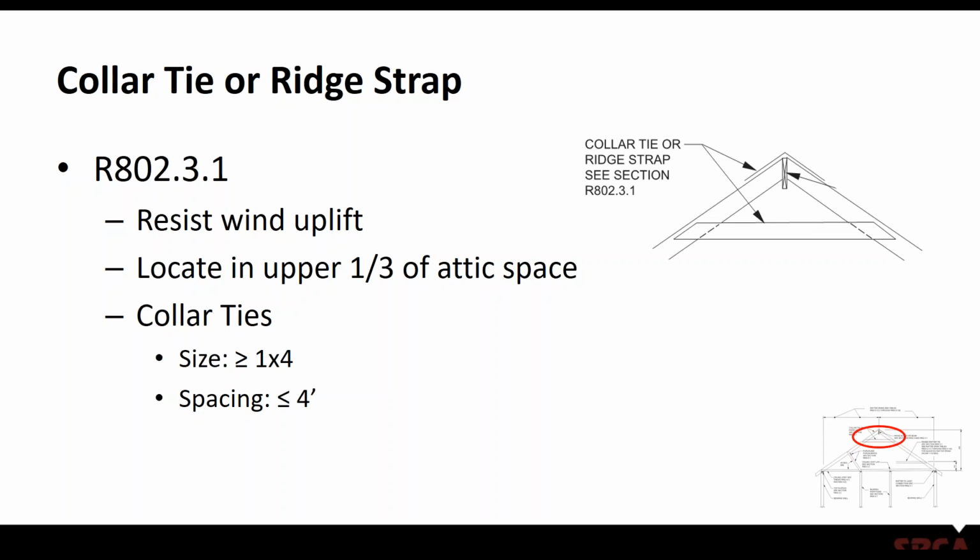The collar tie would need to be located in the upper 1/3 of the attic space. The collar tie can be as small as a 1x4 or greater, and the spacing is less than or equal to 4 foot on center. Now, again, 1x4, there was a time when 1x4 boards were fairly common.